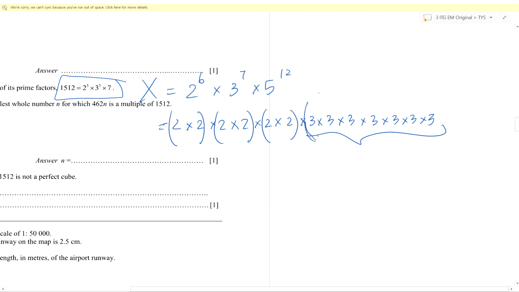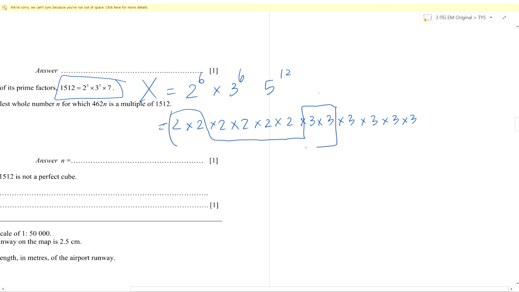I can try to group them into 3 groups, but I realize I cannot. 7 is not a multiple of 3, so it can never be a perfect cube. Whereas if I change this to become 6, then this extra 3 disappears. Now I can show you 3 groups. This is one group. This is another group. And of course the last group will be 2 power 2, 3 power 2. Get it?